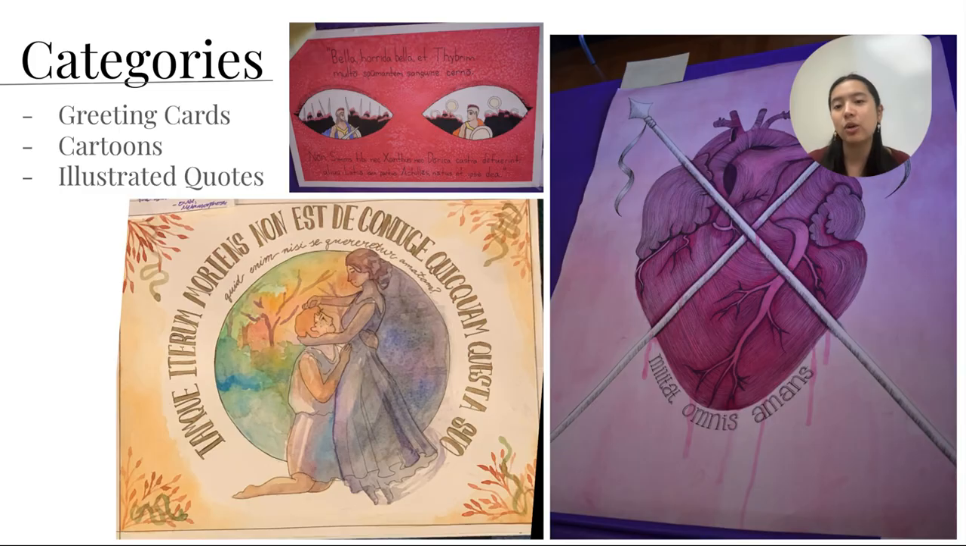Cartoons, this is a single panel or a strip, no larger than 8.5 by 11, so just a normal piece of paper. It must be backed again, and then matting cannot be bigger than 1 inch, and then it should have a classical theme. We have illustrated quotes, like I said before, no bigger than 22 by 28 inches, which is a poster board, or 20 by 30 inches, which is a standard foam board. It must be hand-drawn, and the lettering must be done by hand.